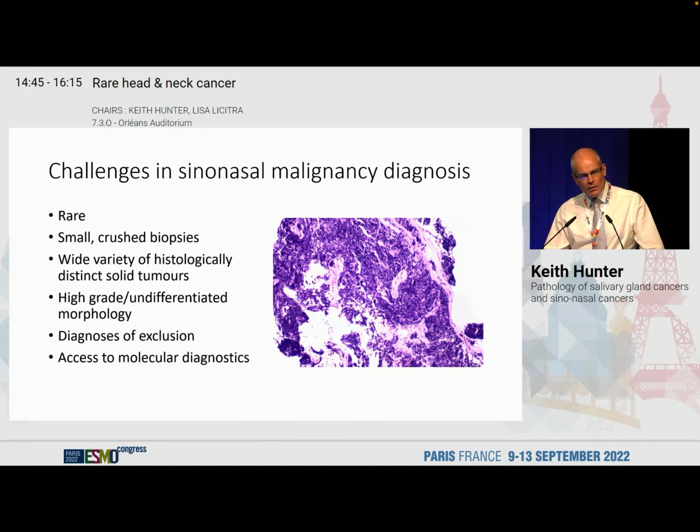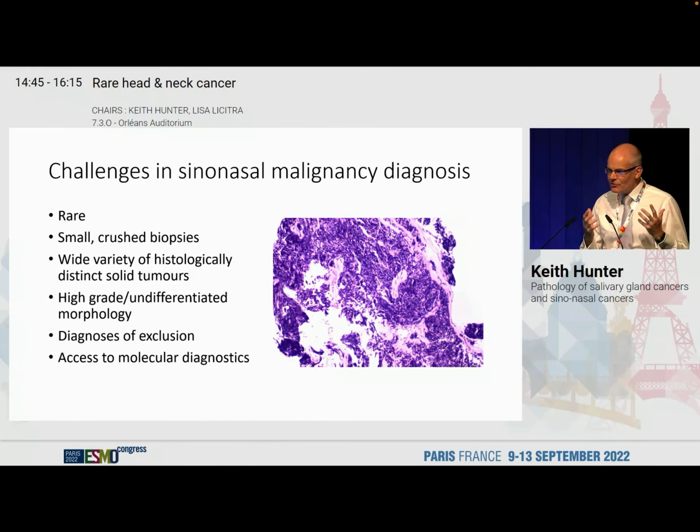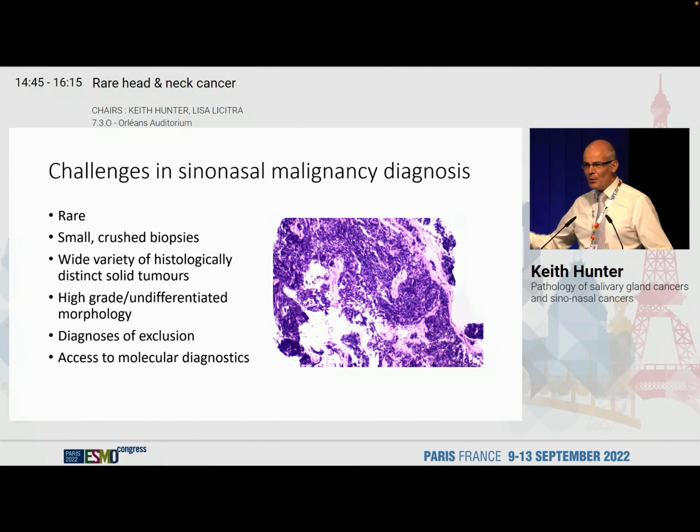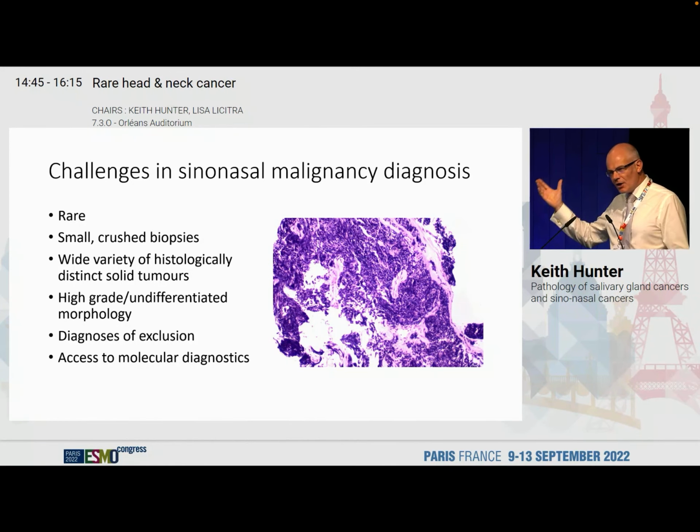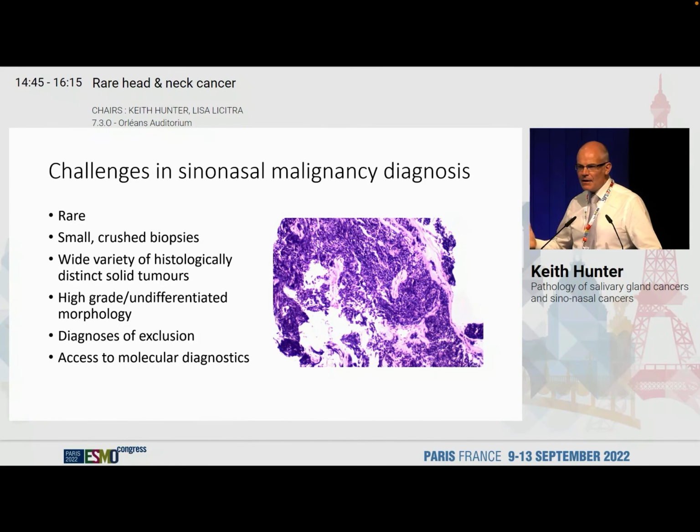And the anatomical restrictions of the site in which the biopsies are taken at times makes biopsying very difficult. And on the right here, you will see sometimes the biopsies that we get are really very crushed, very difficult to make anything from morphology at all. And when they're that crushed, it is also very difficult to make anything in terms of immunohistochemistry and molecular analysis.